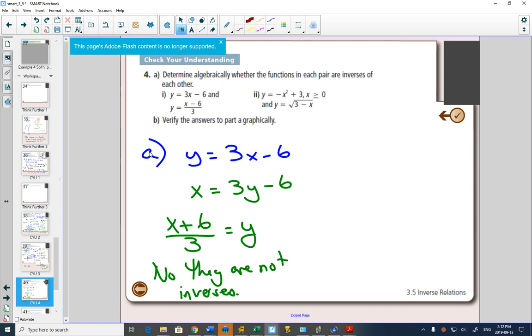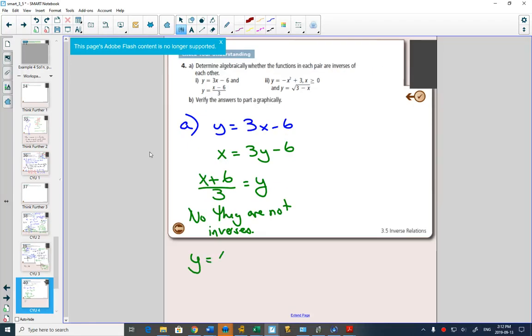Sometimes you have to do a little bit of algebraic manipulation so the equations look the same. For example, in this first one, y equals x plus 6 over 3 is the same as y equals 1/3 x plus 2. Could you do that algebraic manipulation to make those match? What did I do? I divided the x by 3, and I divided the 6 by 3. Dividing x by 3 is the same as multiplying it by a third. 6 divided by 3 is the same as 2.